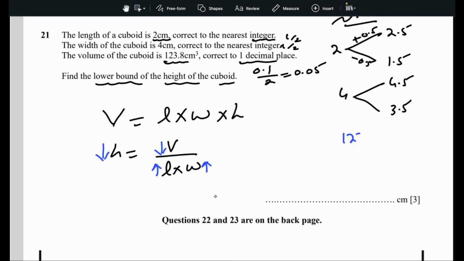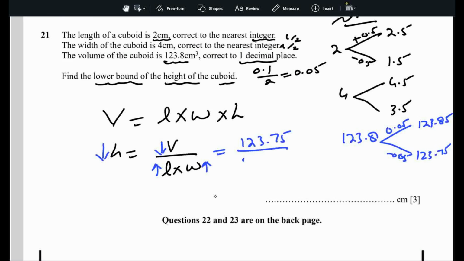For 123.8, if we add 0.05, we get the upper bound, and if we subtract 0.05, the lower bound will be 123.75 and the upper bound 123.85. Now the lower bound of the volume, which means 123.75, divided by the upper bound of the length. So this will be 4.5 multiplied by 2.5.